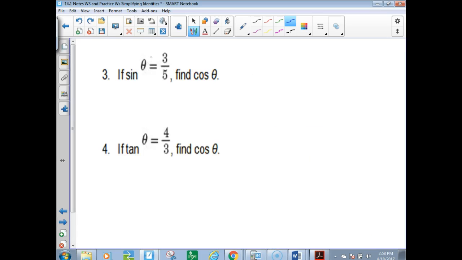Okay, number 3. Oh, well, it's saying sine of theta is 3/5, find the cosine of theta. I'm going to use my Pythagorean identity. I'll also draw and remind us we are in quadrant 1. Sine is y over r. So y would be 3, r would be 5. And then I bet some of you already know, bang, what this is.